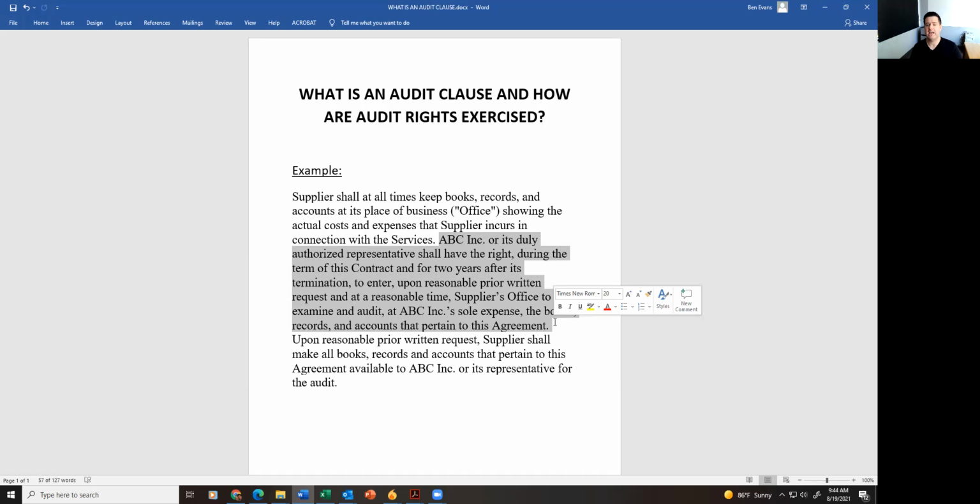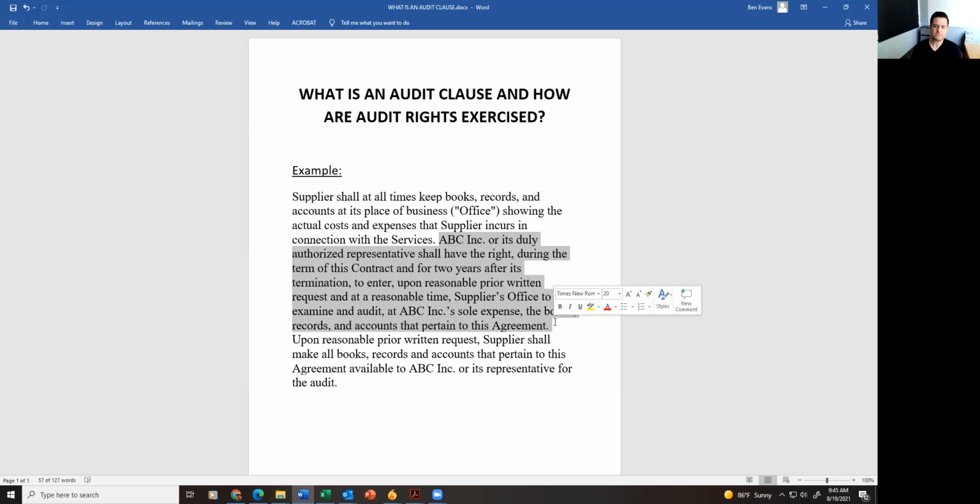It does set an expectation that there's reasonable prior written request sent out to the vendor or supplier in this case to make sure that they're aware that this is going to be taking place. And it also sets an expectation that the timing's reasonable. And this is important because, depending on month-end close or seasonality of business, there may be certain times of the year where it's unreasonable for a client or a company to ask for a supplier to participate and support an audit.